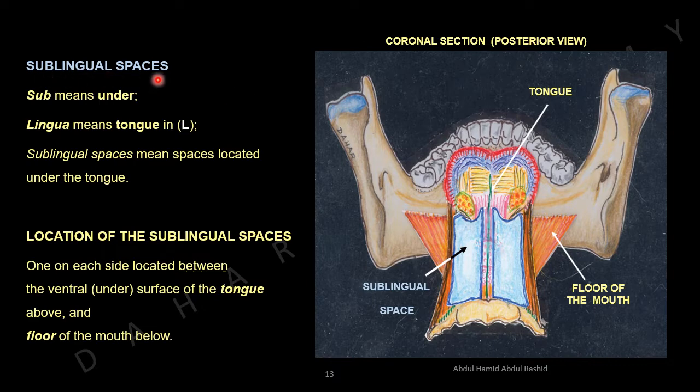Let's see about sublingual spaces. What are sublingual spaces? Sub means under, lingua means tongue in Latin. That means sublingual spaces are spaces or cavities located under the tongue. The locations of the sublingual spaces, one on each side, are between the ventral, that is the under surface of the tongue, which is above, and the floor of the mouth, which is below. So sublingual spaces are between the tongue above and the floor of the mouth below.